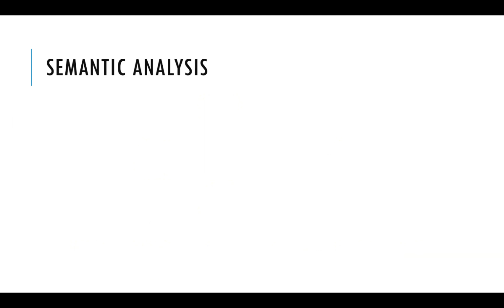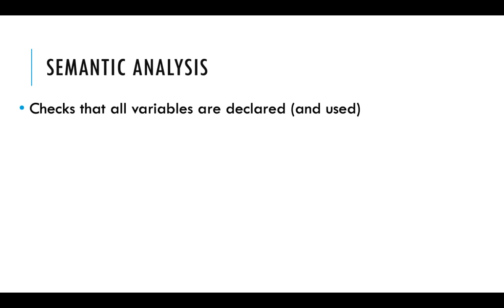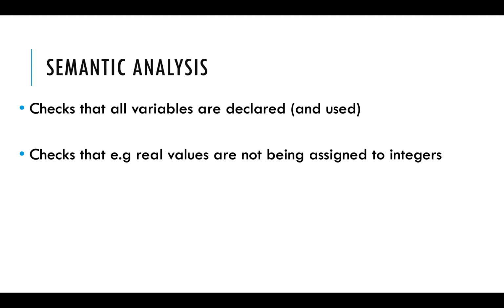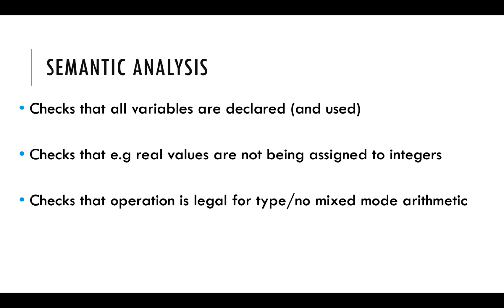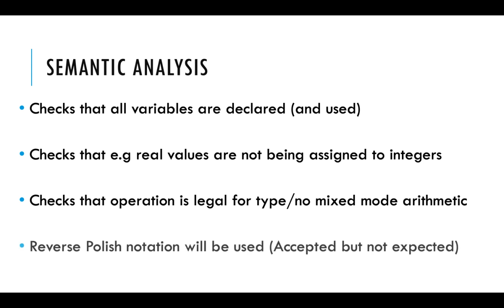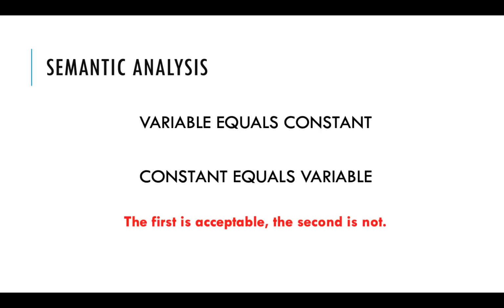Looking at semantic analysis, at this stage, it'll check that all the variables are declared and actually used. There's no point in taking a variable forward if it's not being used at all, because it's just a waste of memory. We check things like real values are not being assigned to integers to prevent truncation and things like that. We also check that the operation is legal and there's no mixed mode arithmetic. And something that's not expected is the fact that reverse Polish notation is used, but that's not covered on the A-level specification anymore.